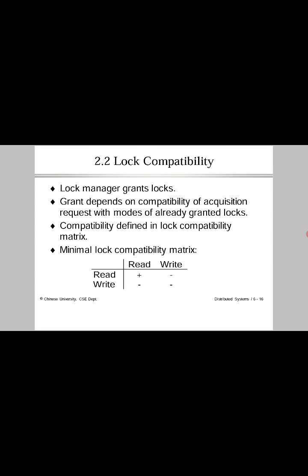So lock compatibility. Lock managers grant locks. Grant depends on the compatibility of the acquisition request, and the compatibility defined in lock compatibility. The minimal lock compatibility matrix is reading and writing: read and read, read and write. So this is the minimal. By default, all locks are used on only two minimal operations: reading and writing.